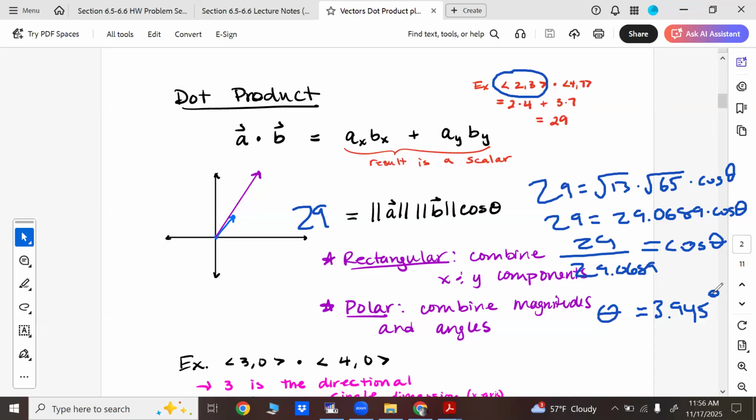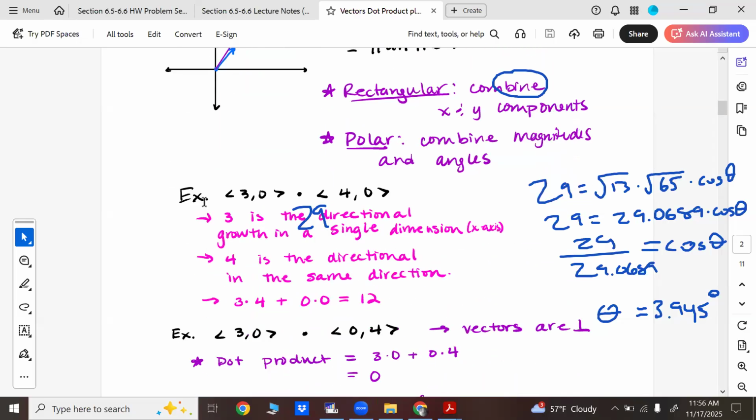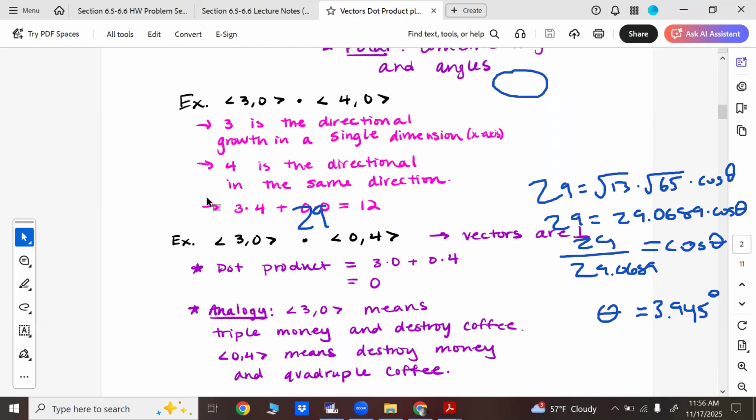Okay. So that's what's going on with the dot product, and we use that to help us find the angle between two vectors. And this calculation is super simple. You multiply the x's, multiply the y's, and add the results. So let's think of this one here.